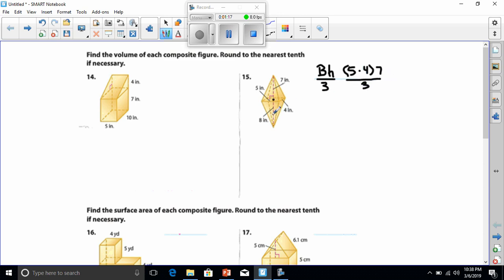Then we have the second pyramid down here. The second pyramid has the same base, 5 and 4. Using the same formula, base times height divided by 3. And as I said, this has the same base, 5 times 4. But the height is not 7 on this bottom one, it's 8. We're still going to divide all that by 3.